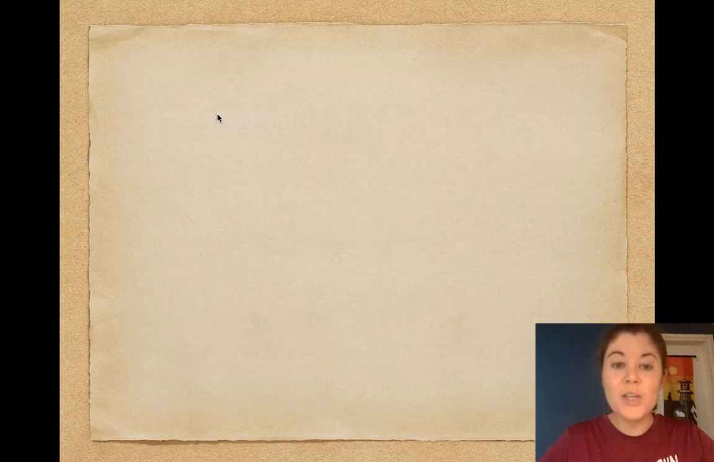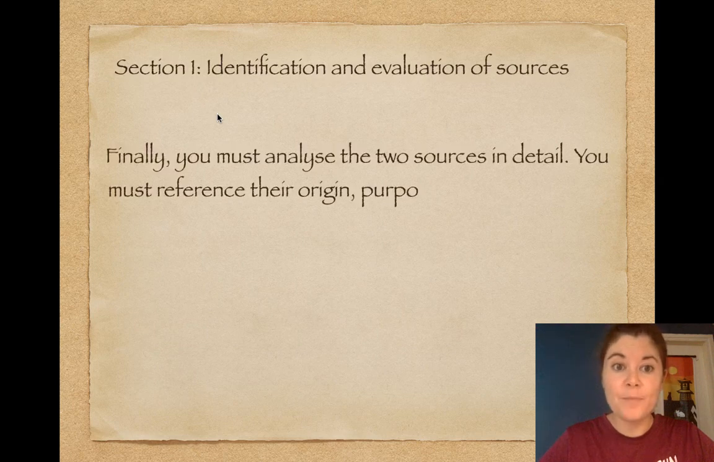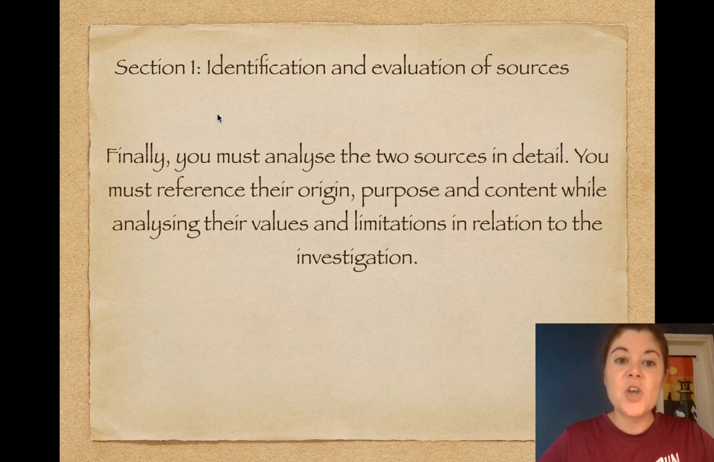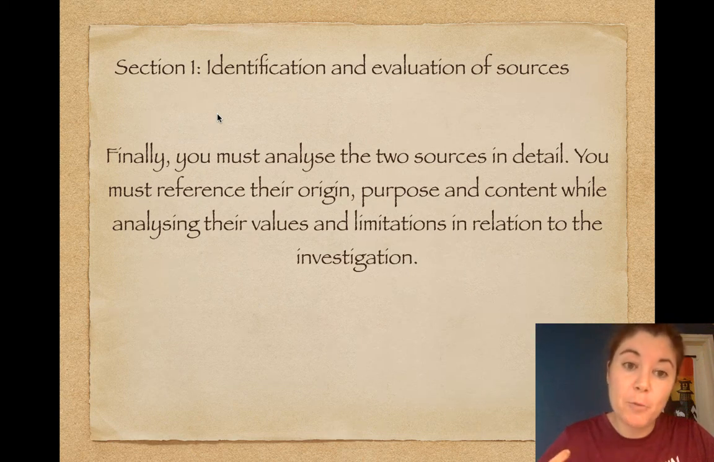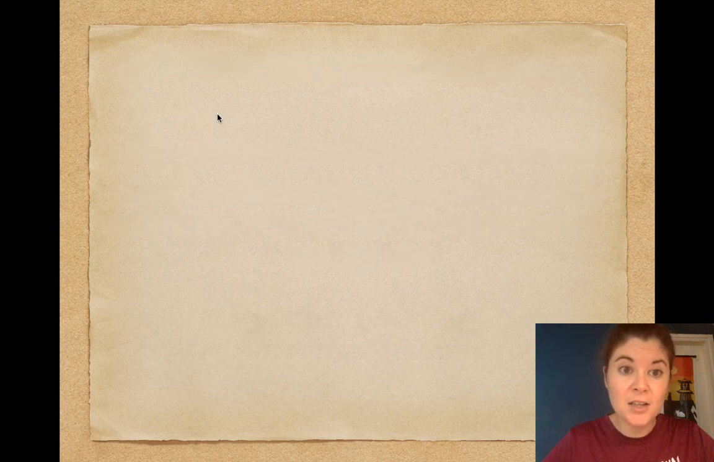Finally, you only have one more thing to do now. And this is the hardest part. This is the part where you're going to spend more time writing and use up more of your word count. Finally, you must analyze the 2 sources in detail. You must reference their origin, purpose, and content while analyzing their values and limitations in relation to the investigation. Okay, so let's look at an example of how to do that.